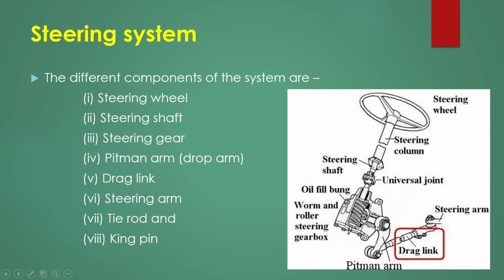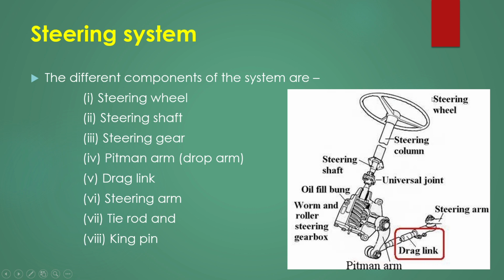And the movement of the pitman arm or drop arm is taken to a link which is called the drag link, which is connected to the steering arm. The drag link and steering arm are connected with the help of a pin which is called the kingpin. The steering arm is the part which is directly connected with the front wheel. So how it works is that the rotation of the steering wheel will be taken by the steering column or steering rod.